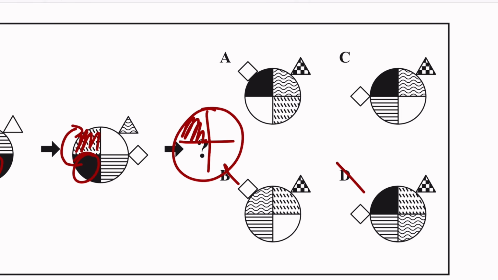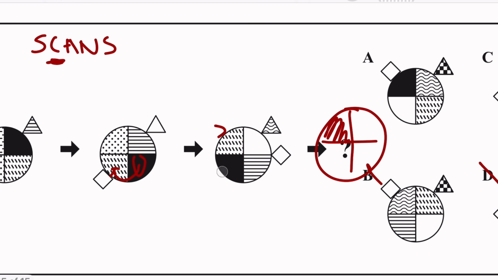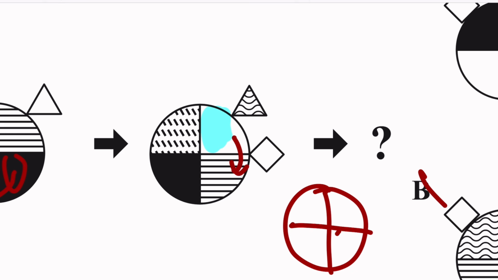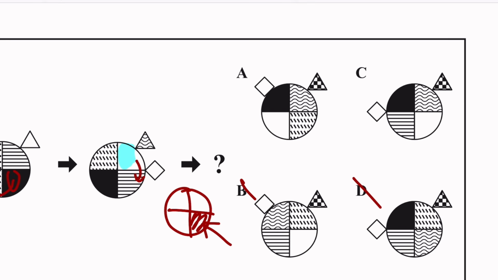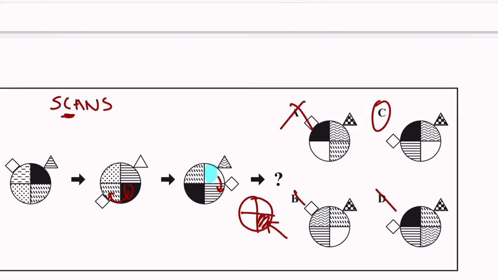So maybe let's look at a different one. Let's look at the white part of the circle, okay? So the white part right now is over here. So it should move one down. So it should end up becoming right over here, okay? So which one has the white part in the bottom right? C does, okay, not A. So C is our answer, okay?